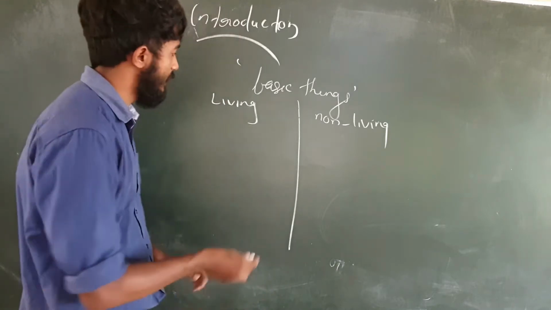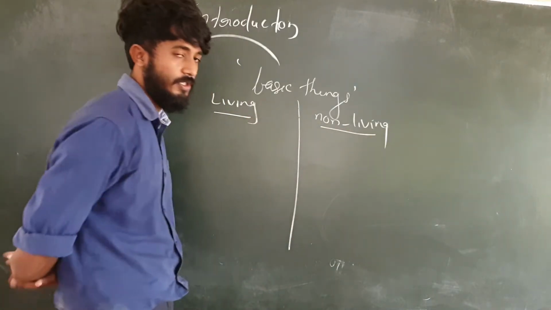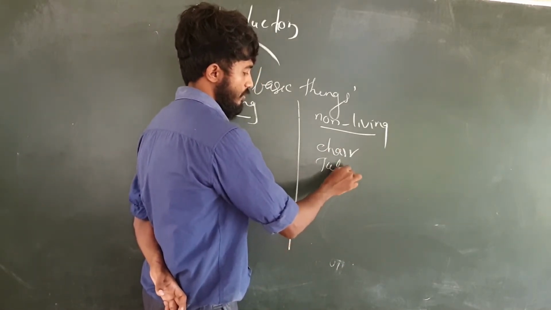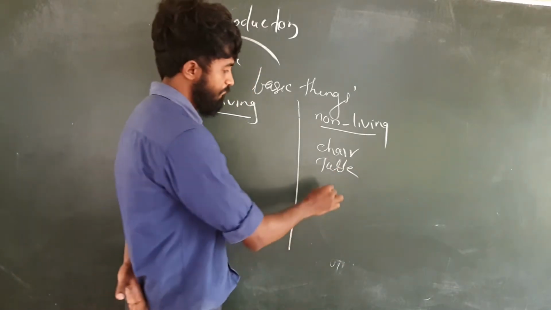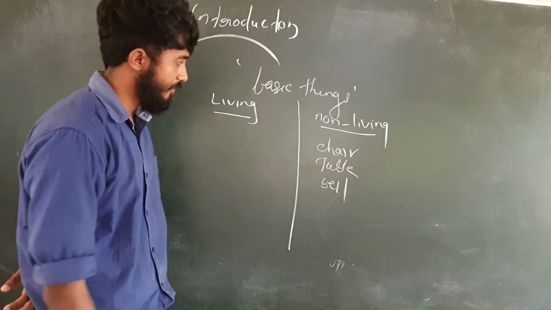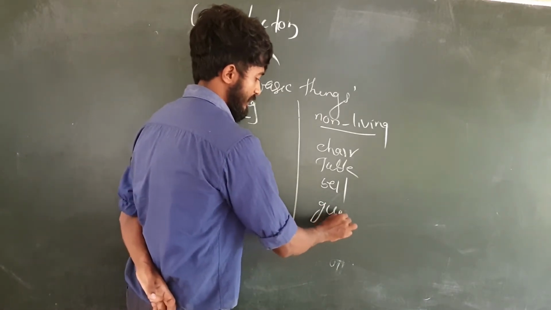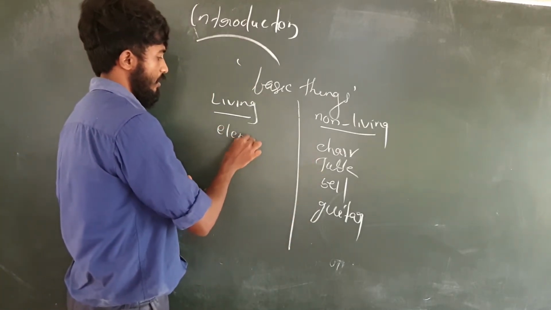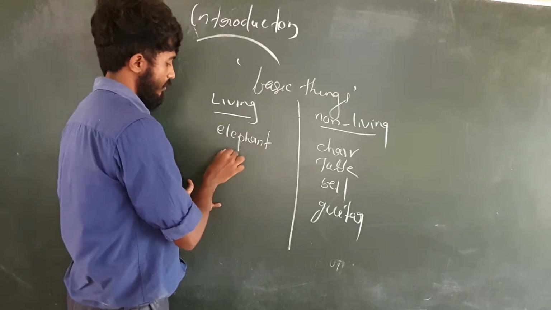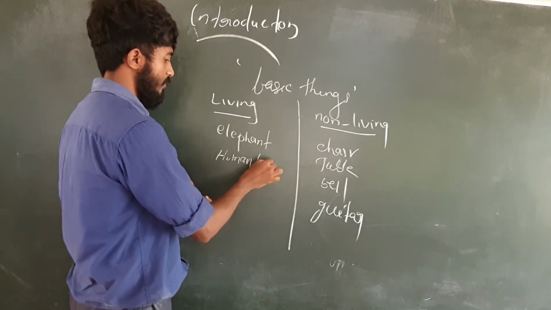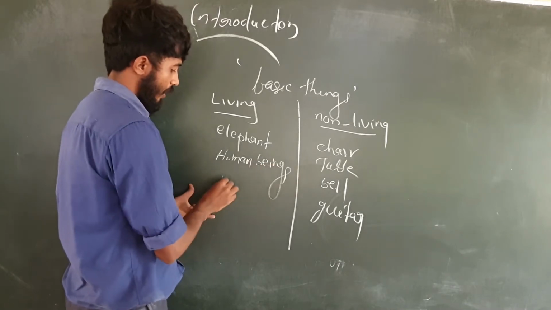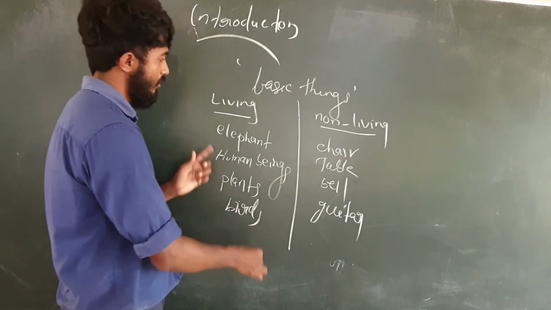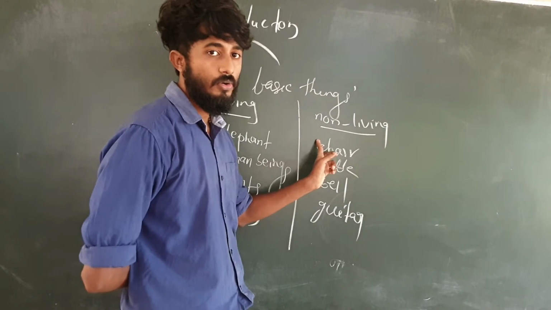Listen here. Let us consider some living things and some non-living things. Here we have a chair, a table, a bell, and a child. These are all non-living things. And consider here an elephant, human beings, plants, and birds. These are all living things and these are all non-living things.